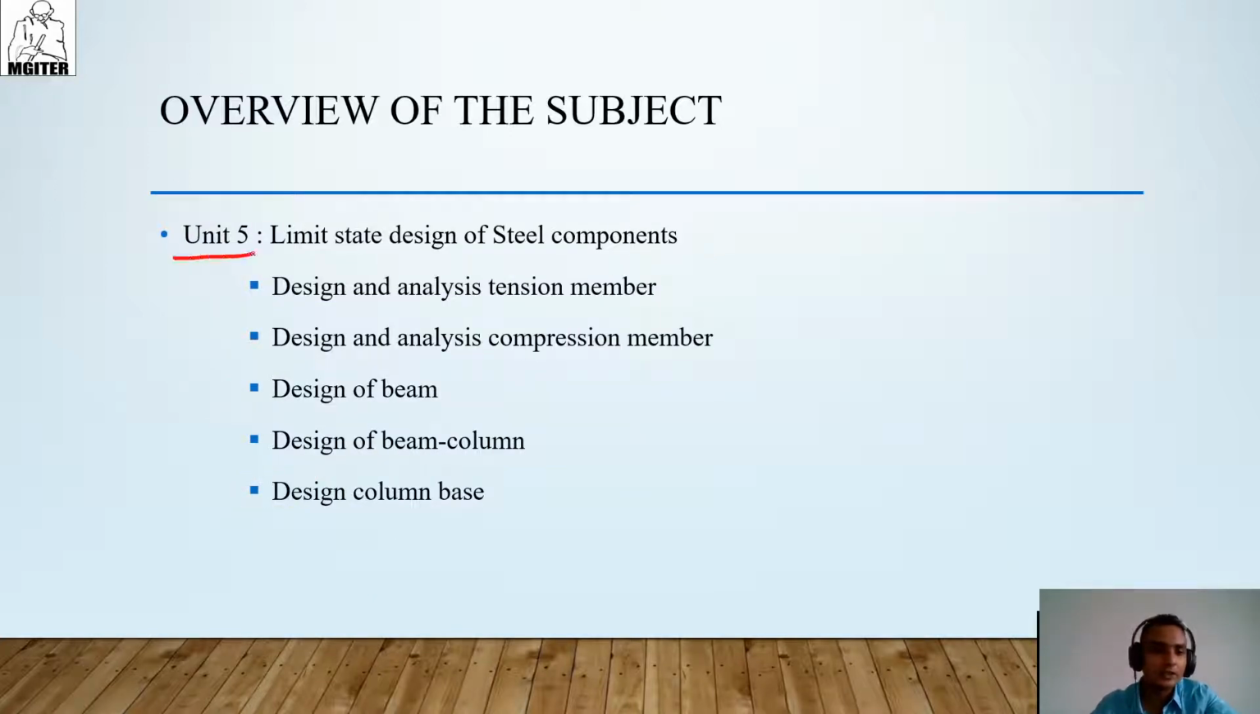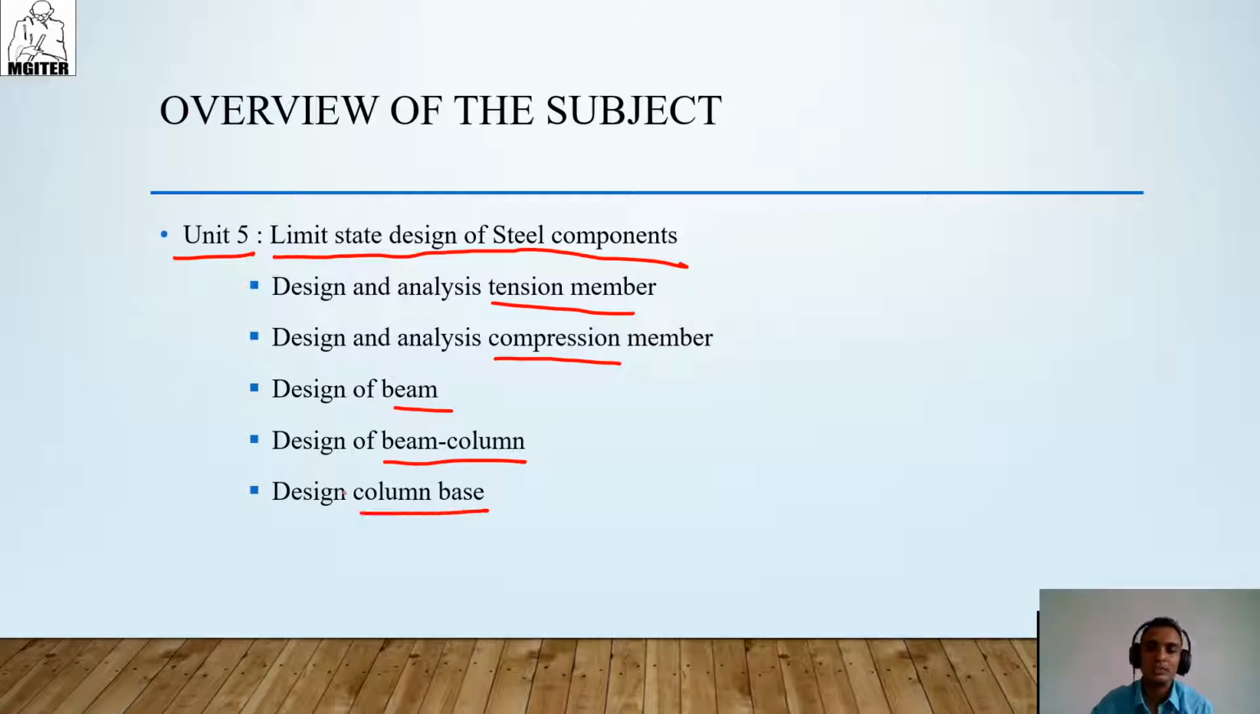Then after that, unit 5. Unit 5 is limit state design of steel components. What are the steel components? Tension member, compression member, beam column, and column base. We are going to design all the things and analyze them also.